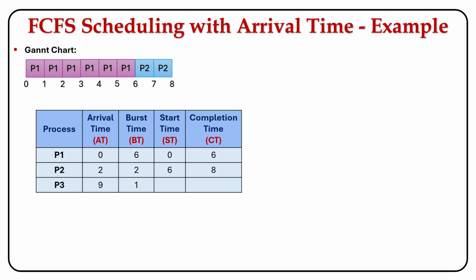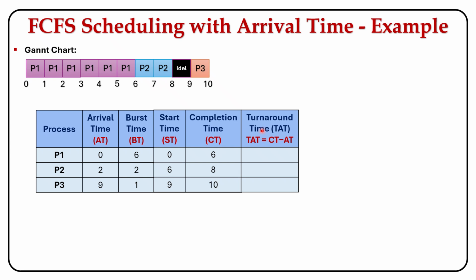Process P2 completes at time 8. No process arrived at this time slot. So, CPU is idle from 8 to 9. P3 arrives at the time 9 with burst time 1. So, P3 starts at the time slot 9 and completes by 10. Therefore, the start time of process P3 is 9 and the completion time for process P3 is 10.